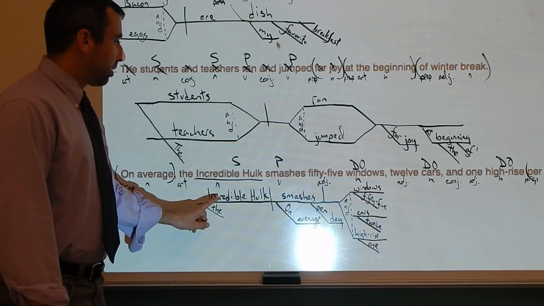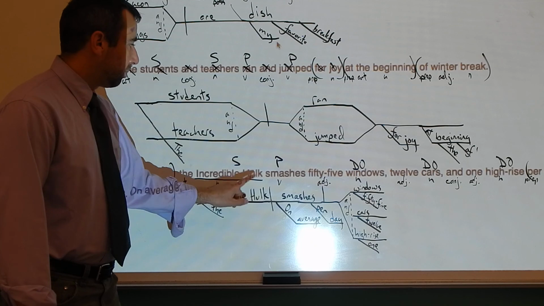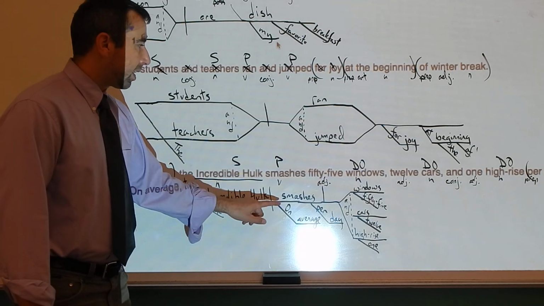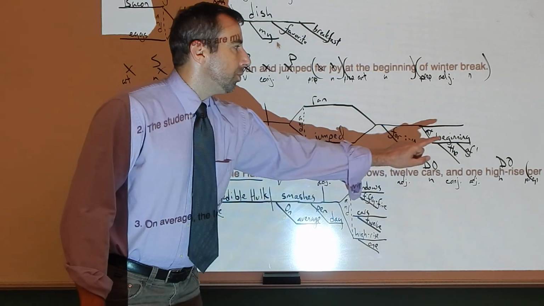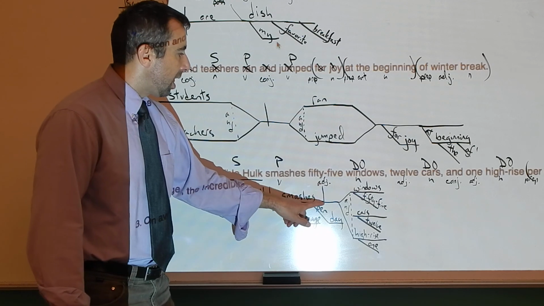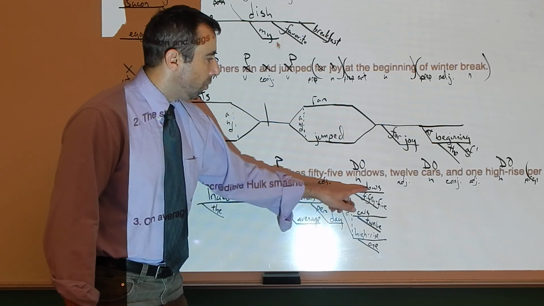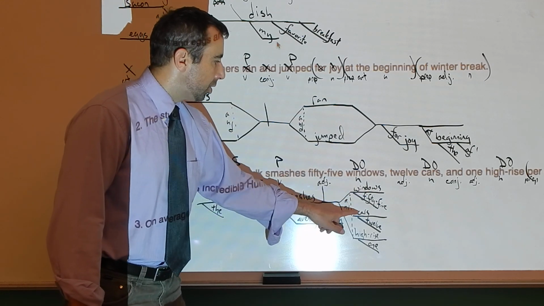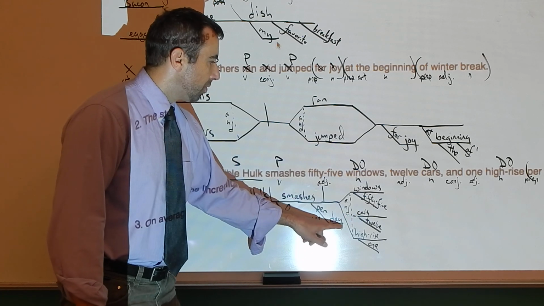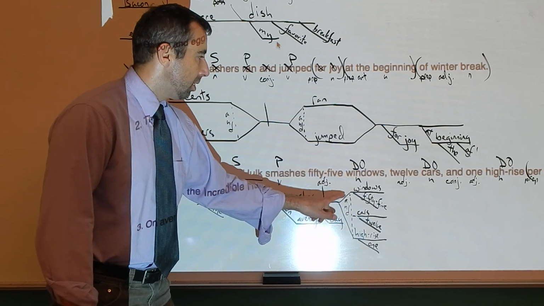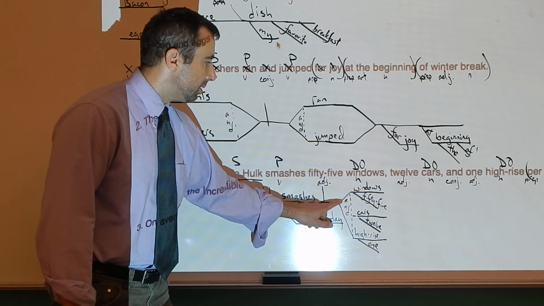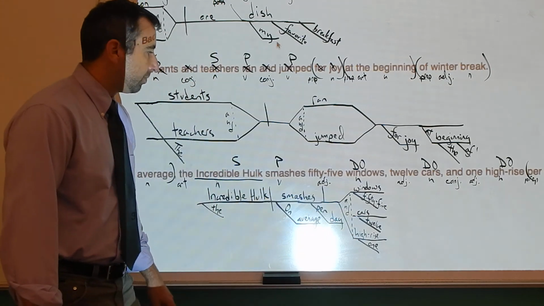Okay, here's our main line. Incredible Hulk, subject, smashes, predicate, and then there are 1, 2, 3 direct objects. We get a vertical line, and then the main line splits. 1, 55 windows. 2, 12 cars. 3, 1 high-rise. 55 windows, 12 cars, and 1 high-rise.